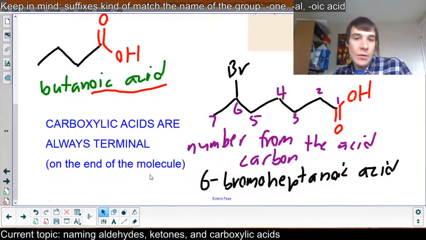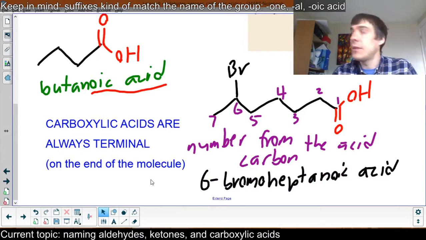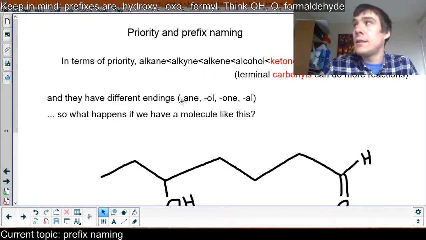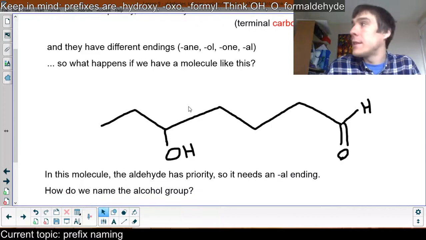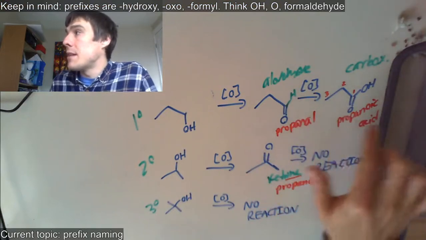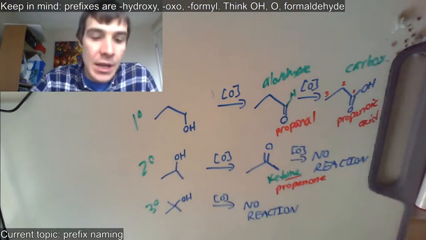We're going to do one more thing here with naming, which is now we have this idea that we can have conflicts. This is the kind of conflict that we could get. Let's look at this molecule here. They have different endings. We have ane, ol, one, al, and all we've learned so far is endings. These have all just been from endings. Propanal, propanoic acid, propanone.